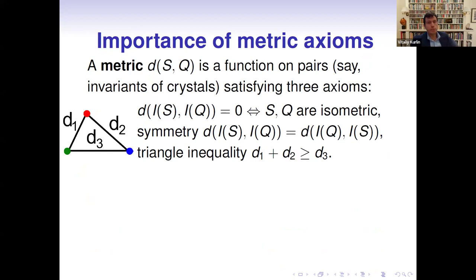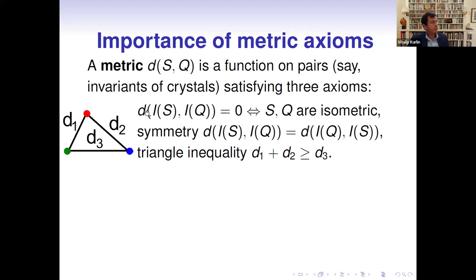So to do it formally, in informatics, we use the concept of a metric, which is a property not of a single object, but a distance property for two objects, so a pair of objects. In this particular case, I have written it in terms of a pair of invariant values. So we have one invariant I and substitute into this invariant two different crystals. This metric should satisfy the following three metric axioms.